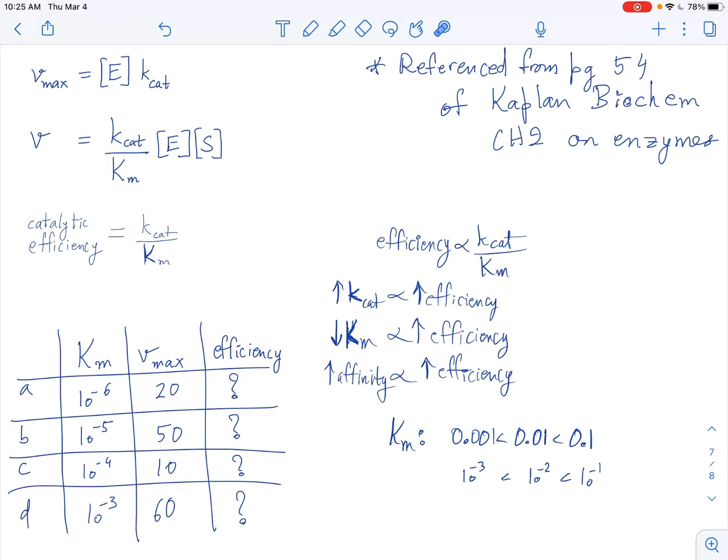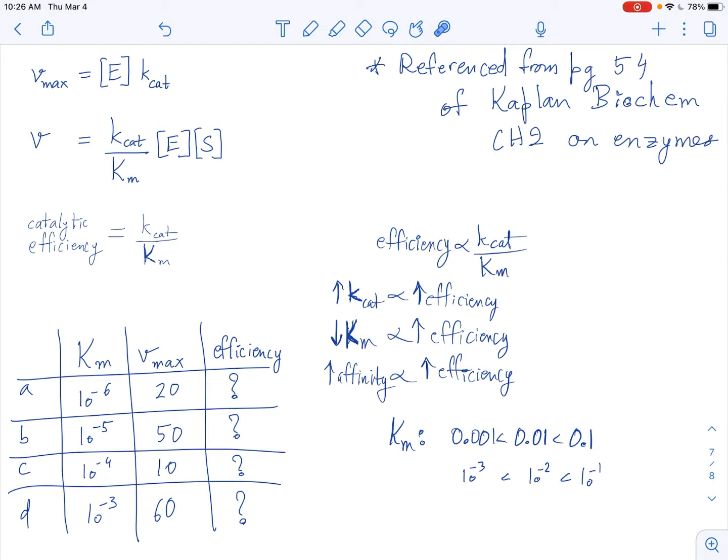So really, when there's a question about efficiency, the first place your mind should go is that efficiency is correlated to Kcat over Km. Now let's break down how it's correlated. What does the correlation mean? If Kcat goes up, then there's a direct correlation. Kcat is increasing, your efficiency is increasing, right? You can see that right here in the equation, I hope.